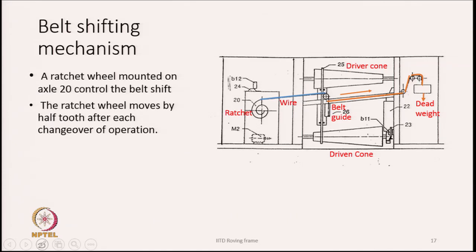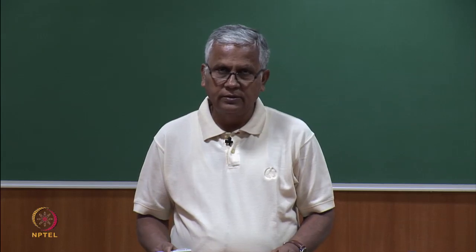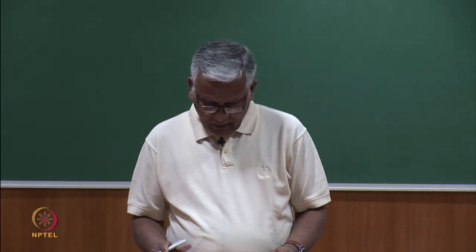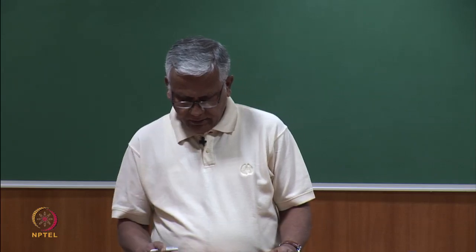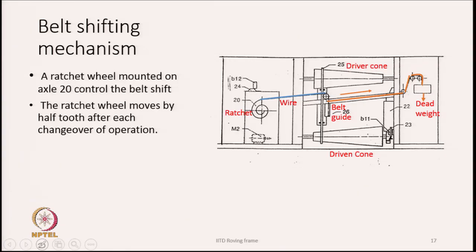Belt shifting mechanism we are now going to discuss. Now, the belt has to be shifted. What is the mechanism for it? Basically, if we look at the driving part of the machine, we have to go to the bottom of the machine, and then we can see that there is a ratchet wheel mounted on an axle, and this is what controls the movement of the belt.